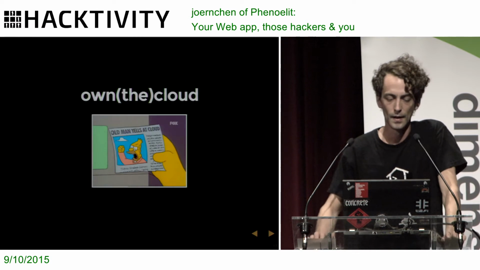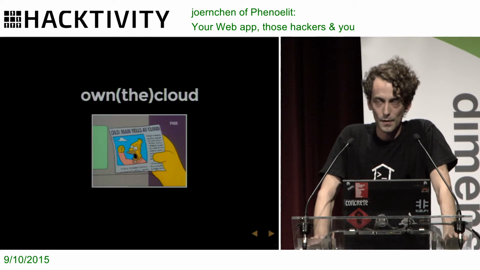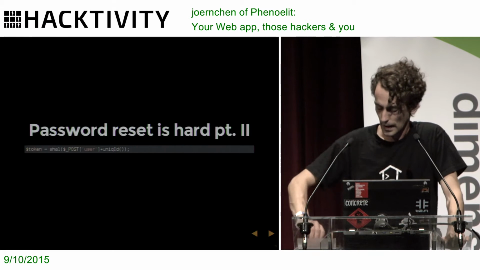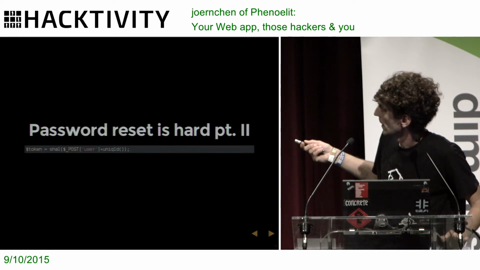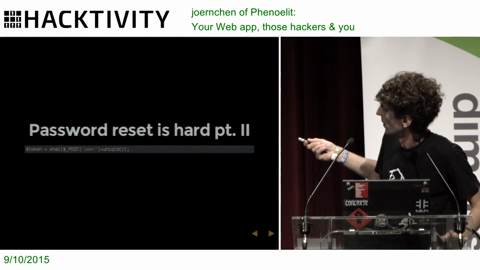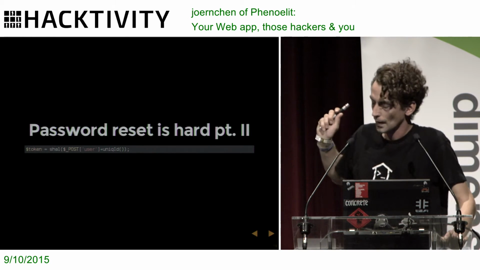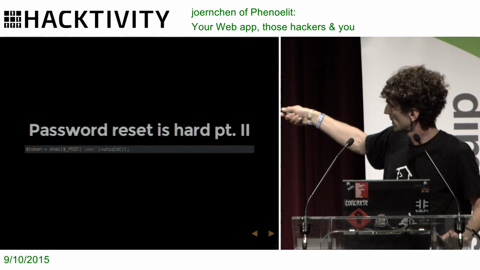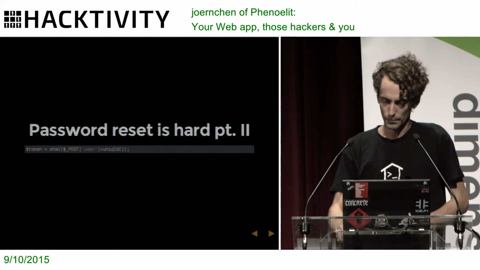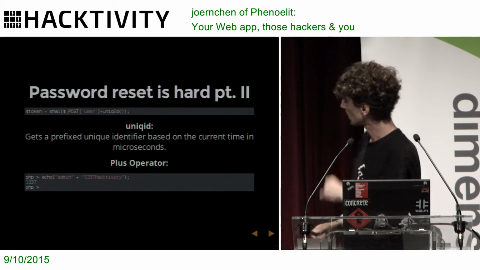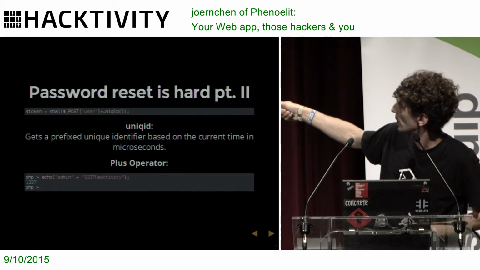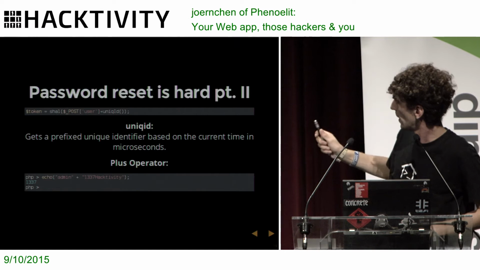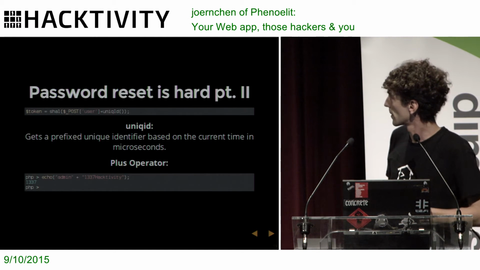So password reset, part 2. ownCloud, so this time PHP. They work like this. So we compute a SHA-1 of the username and uniqid. First of all, this is not a good random source. So you might be able to predict this token, but it was worse. So uniqid would give you a time-prefixed identifier which is supposed to be unique but not random, based on the current time in microseconds.